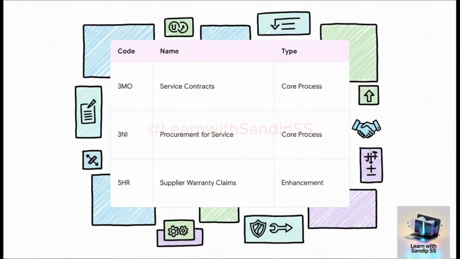And here are just a few real-world examples of those Lego bricks. See how they each have a code? So you might grab 3MO. That's a core piece for managing your service contracts. Or maybe you need to add an enhancement block like 5HR to handle warranty claims with your suppliers. You just snap in what you need.